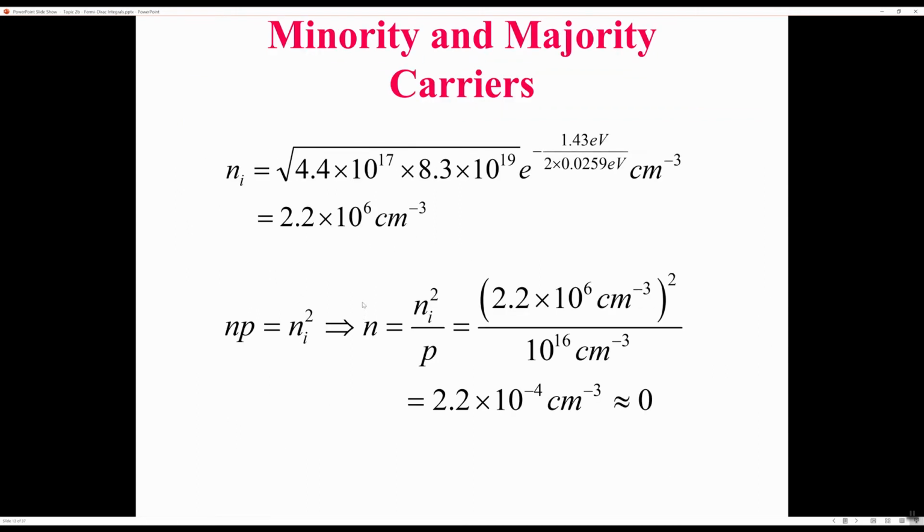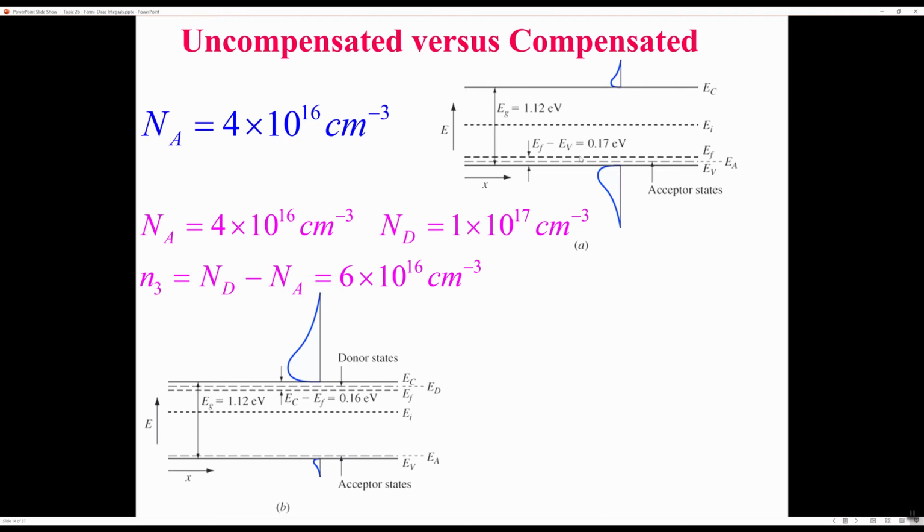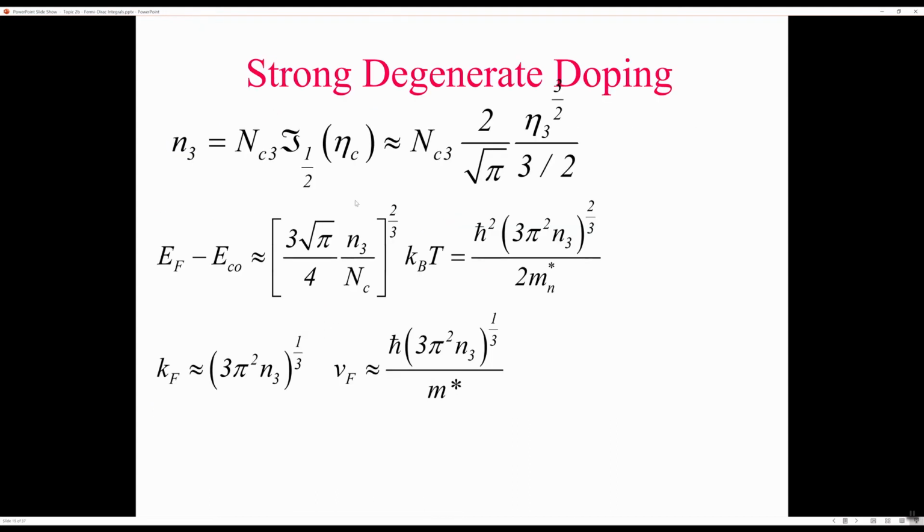And these are the minority and majority carriers. This is the carrier, the same thing. Just calculate uncompensated and compensated. What do you mean by uncompensated and compensated? Compensated means that we have ND and NA together. This one we don't have them together. Okay, this is the strongly degenerate doping.